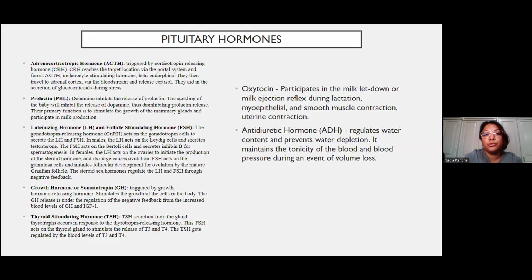So our pituitary hormones, we have the list. We have ACTH, prolactin, luteinizing hormone, FSH, growth hormone, TSH, and the posterior oxytocin and ADH. They all have many different functions, which are outlined in this slide.